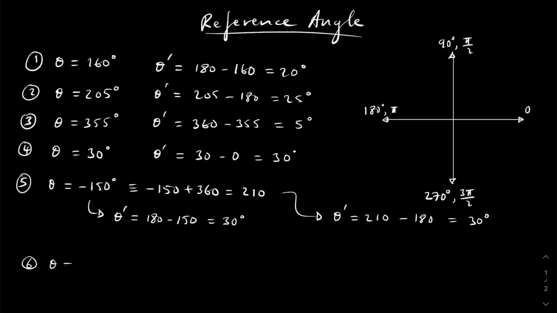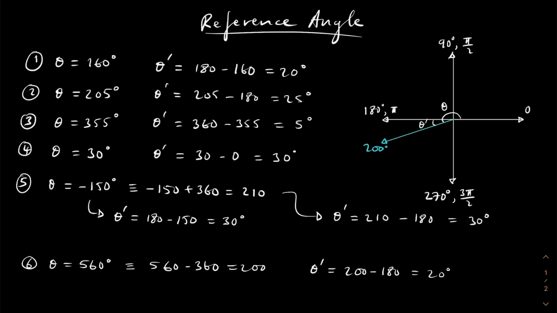We're going to have here theta equals 560 degrees. This angle again falls out of the range of 0 to 360. So to find a coterminal angle in that range, we're going to have to subtract 360 from this particular angle. And so this angle is equivalent to the angle 560 minus 360, that's going to give us 200. Of course, 200 here falls between 180 and 270, and so for that reason, the angle theta prime should be equal to 200 minus 180, which is equal to 20 degrees.